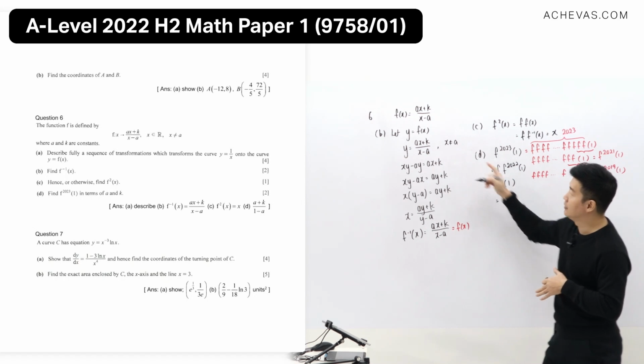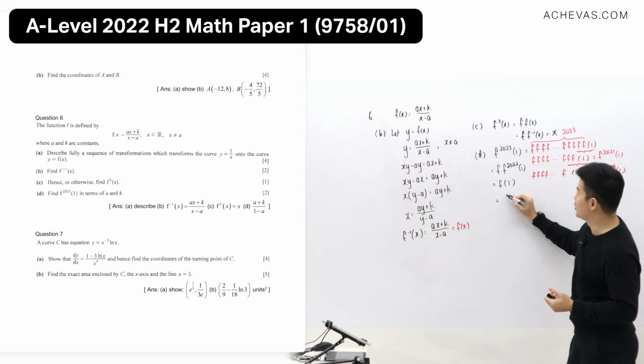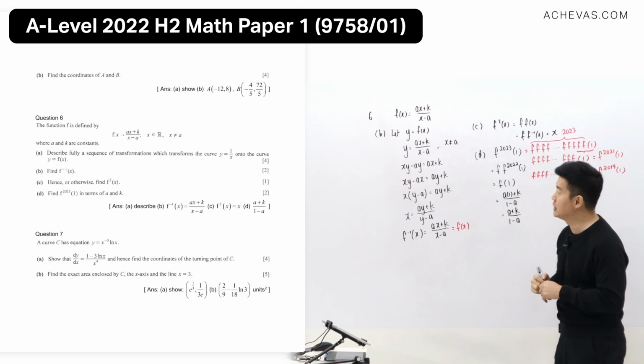So what is f of 1? I just need to replace all x by 1. So it's going to be (a times 1 plus k) over (1 minus a). My final answer here is going to be (a plus k) over (1 minus a). This is for question number 6.